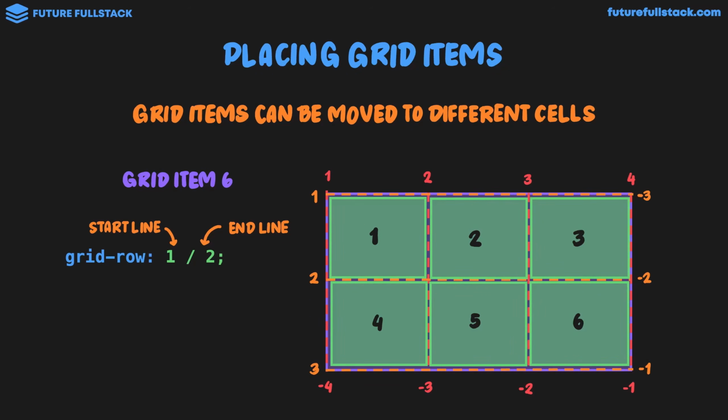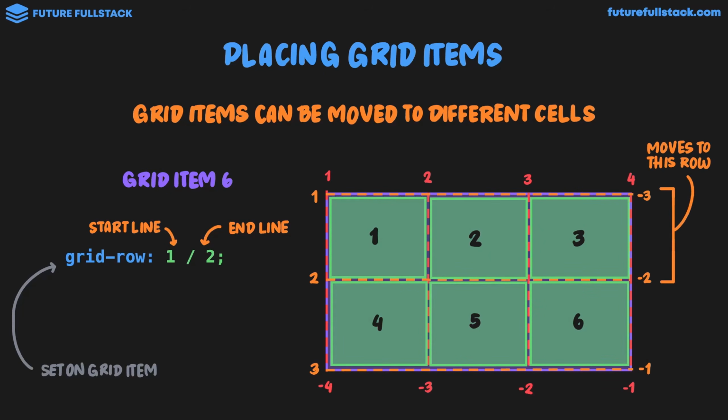Importantly, grid row is set on the grid item, that is specifically on grid item 6. So by setting this, grid item 6 moves to this row. That's because this row starts at 1 and ends at 2. You can see those numbers on the left edge of the grid container. So what happens is that grid item 6 will now move here.